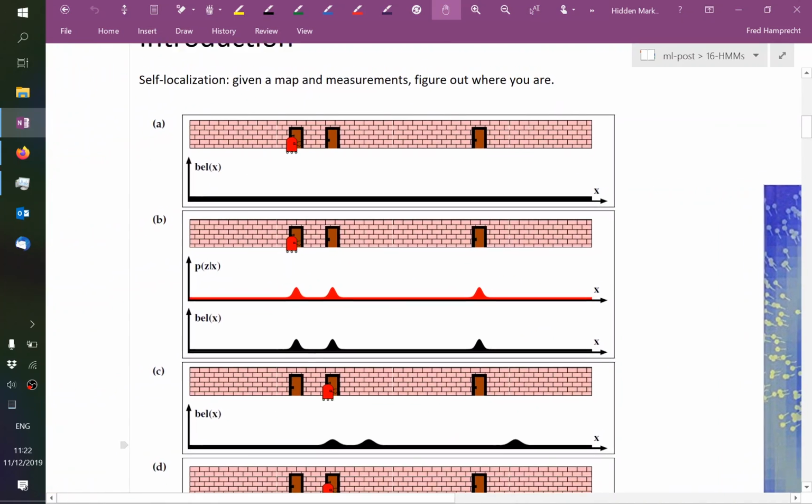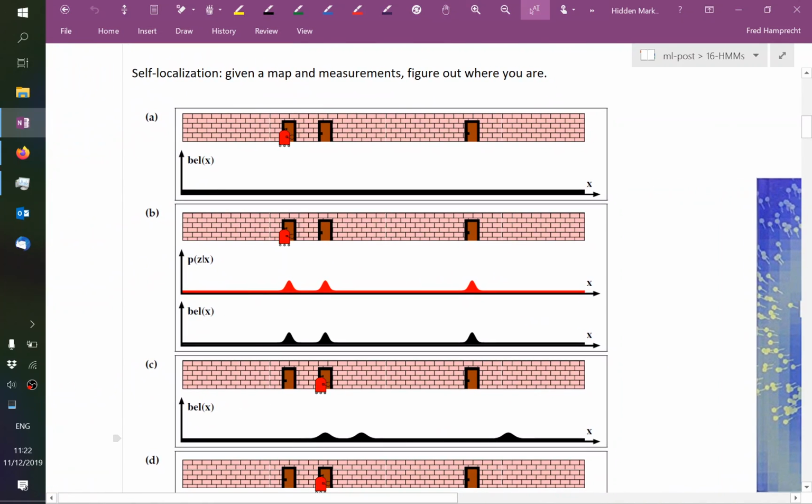So that's a picture from his book. And first we look at the picture, look at the problem qualitatively, and then we will do the math.